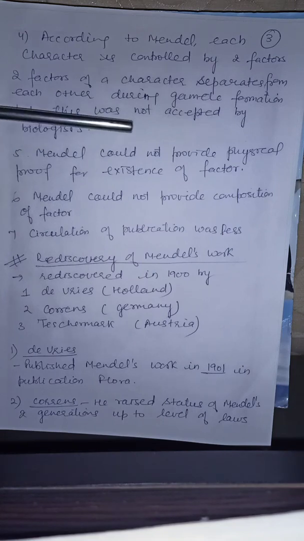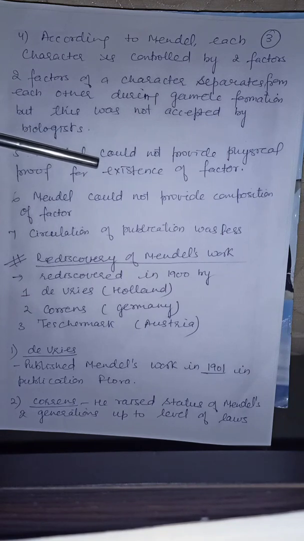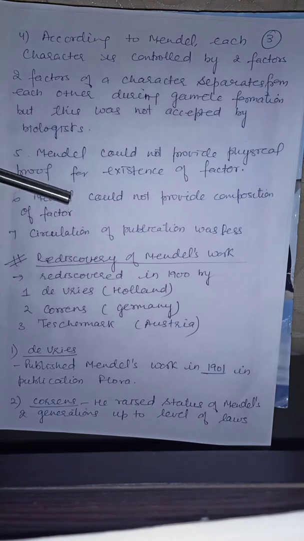Next, Mendel could not provide physical proof for the existence of the factor. He could not tell what material this factor is made of. Where does this factor exist? He could not explain this. He could not provide the composition of the factor, that is, from which biochemical this factor is made.